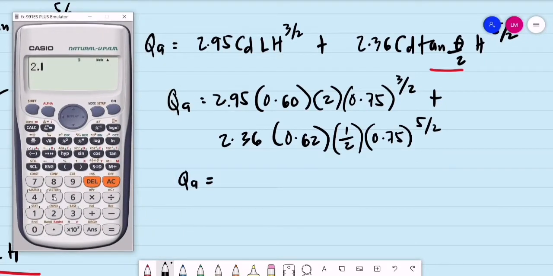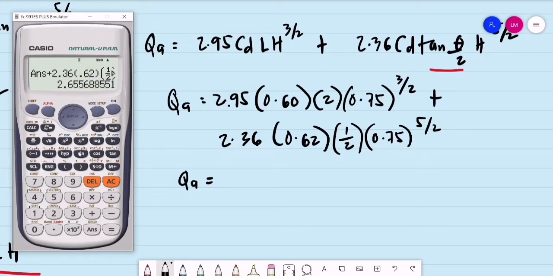Okay, so rectangular: 2.95, coefficient of discharge 0.6, L is 2, the head is 0.75 raised to 3 over 2. Then plus, for the triangular: 2.36, coefficient of discharge is 0.62, then the tangent of theta over 2 is 1 half, multiplied by the head, that is 0.75, raised to 5 over 2.